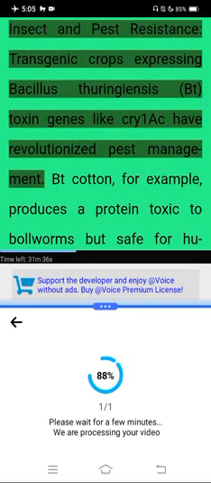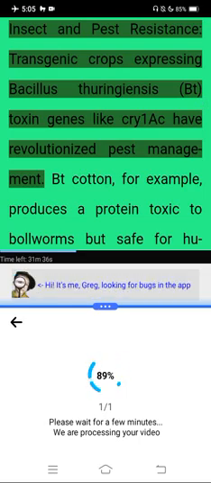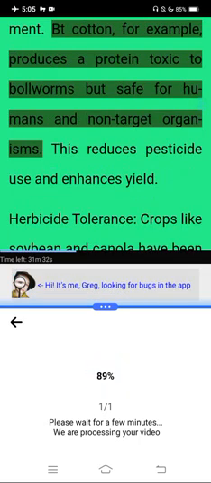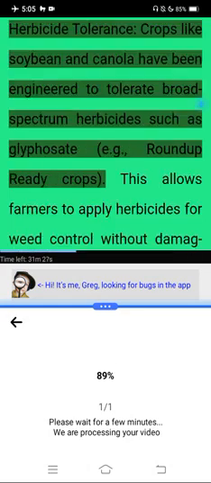Applications of transgenic plants. Insect and pest resistance. Transgenic crops expressing Bacillus thuringiensis (BT) toxin genes like Cry1Ac have revolutionized pest management. BT cotton, for example, produces a protein toxic to bollworms but safe for humans and non-target organisms. This reduces pesticide use and enhances yield.